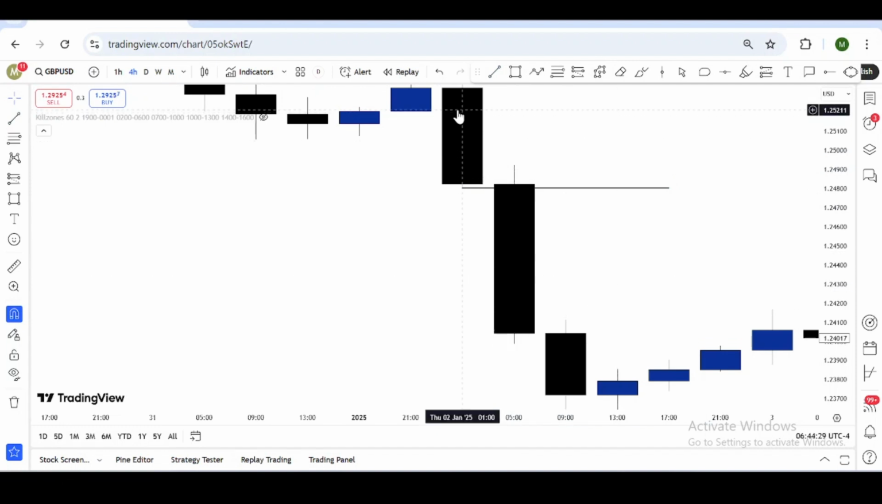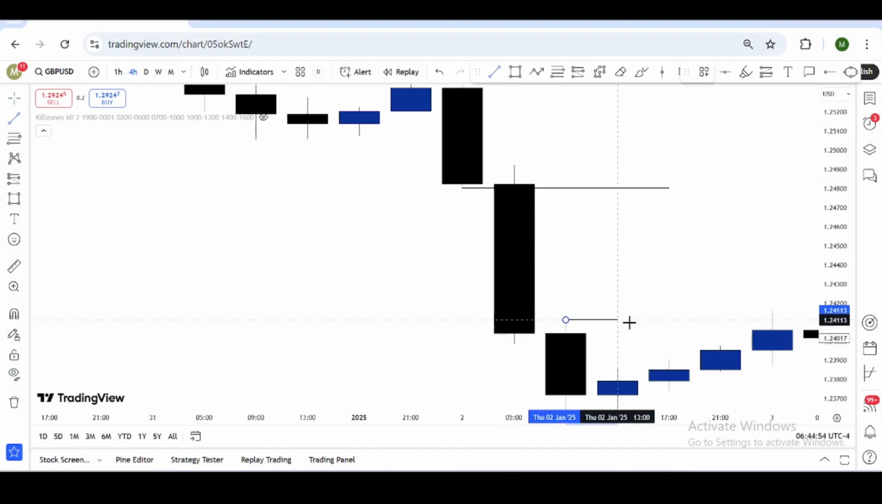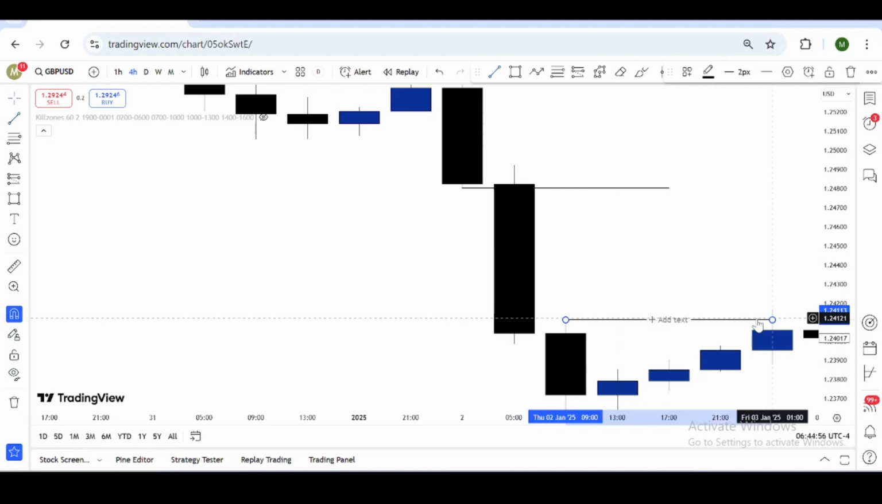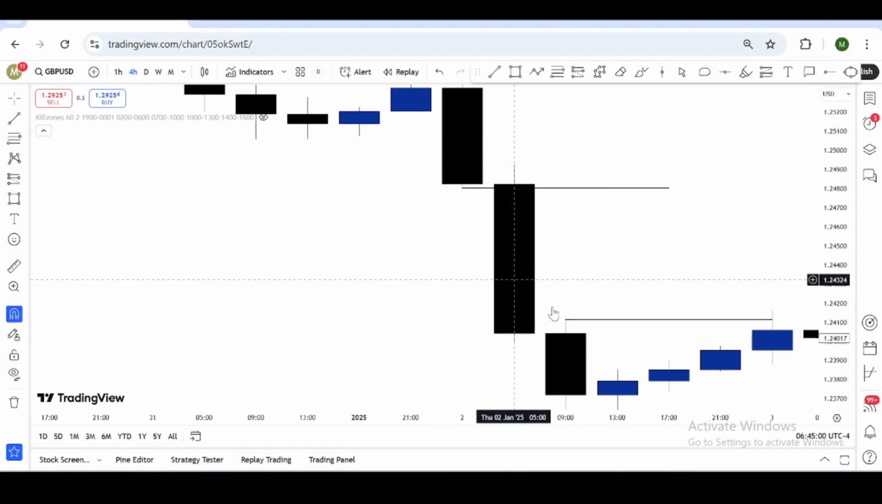So this is the first candle. We have the second and the third candle. For this third candle, where can we spot the wick of this candle? Here, this is the wick of this candle. So I'm going to draw a straight line and extend it out like this. So between this first and the third candle, can you spot a gap?